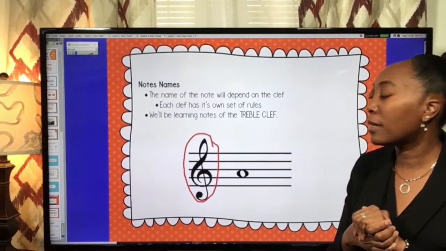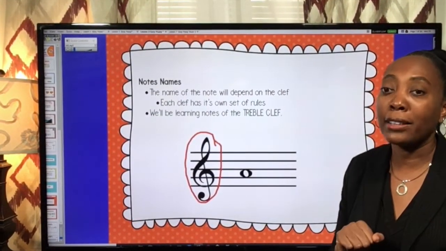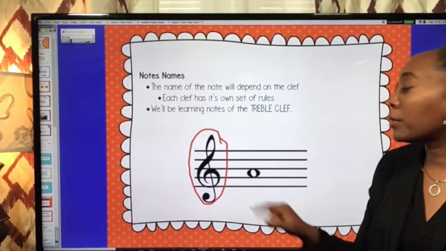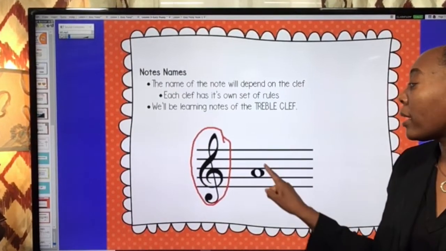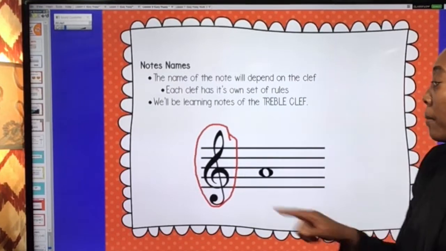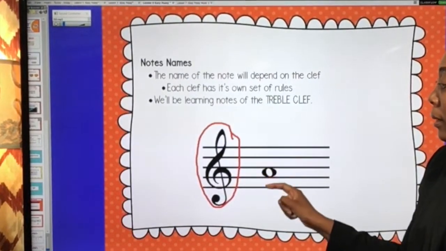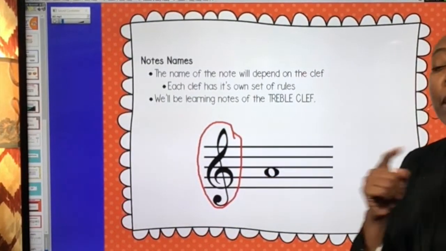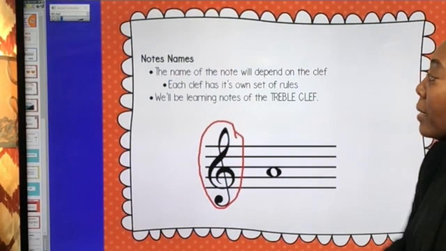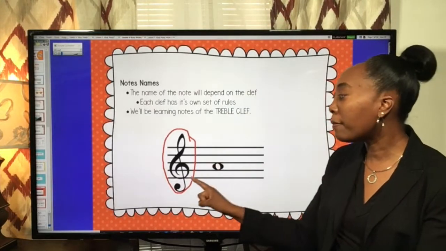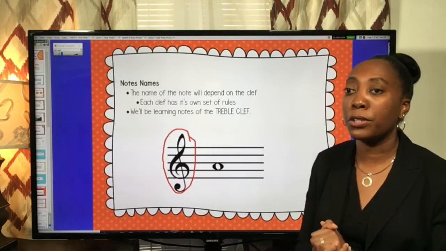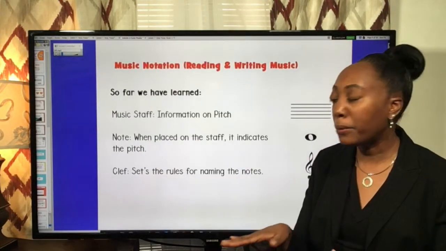So if you were to go visit, knock, knock, at the treble clef's door, and you're on the music staff, that little treble clef is gonna tell you what kind of pitch this particular note will sound like, and you already know, because it's kind of at the low part of the staff, it would be what kind of pitch? Low, you betcha. All right, but we'll be learning notes of the treble clef, so if we were at a different clef, things would be different. So let's learn about the treble clef and the line notes.